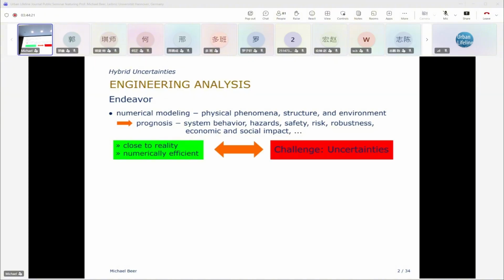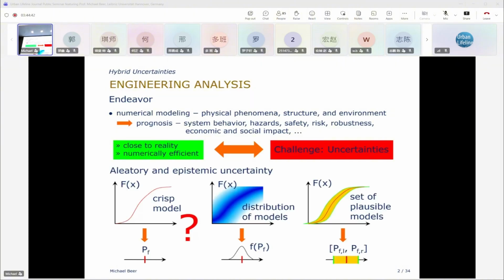In particular, here we have a challenge, and that is the challenge of uncertainties, which is basically undermining this kind of problem. Dealing with uncertainties means our analysis is typically not very efficient. And if we have uncertainties, it's very difficult to find the result which is close to reality. So we have a third component in this balance here. How to deal with uncertainties?